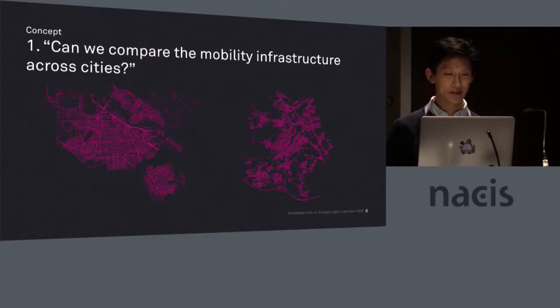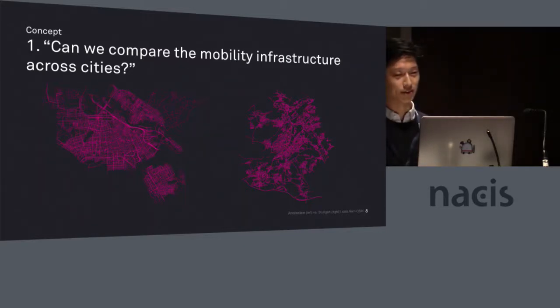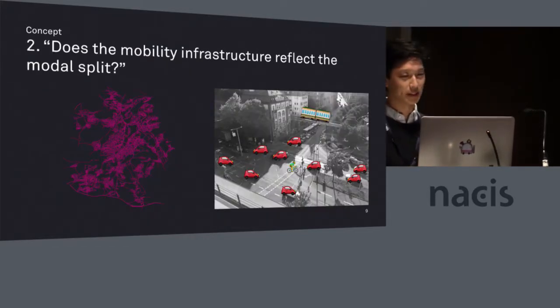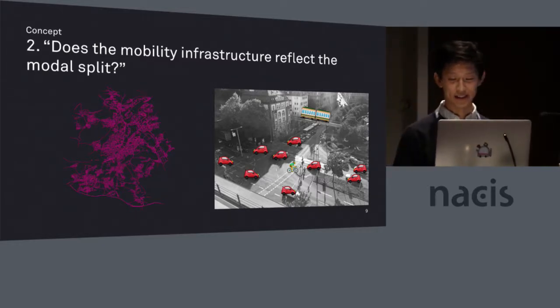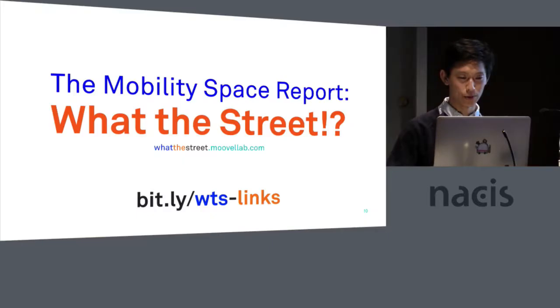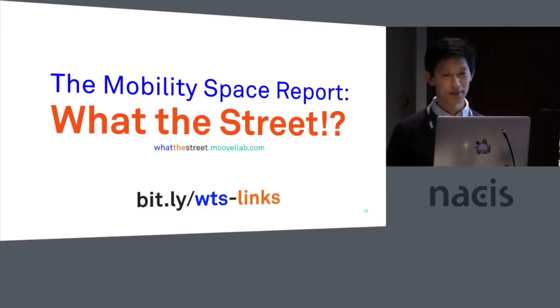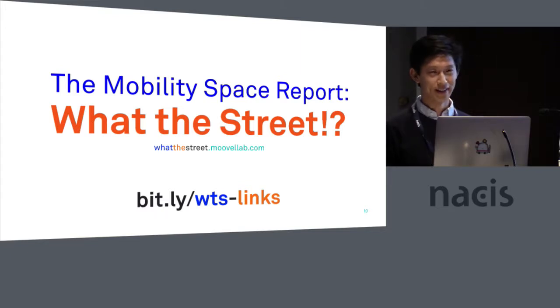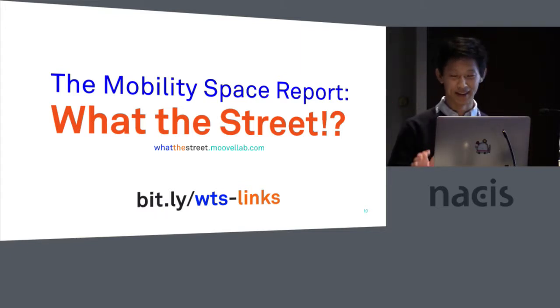And basically, the biggest questions that popped out for us were, 1, can we compare mobility infrastructure of a city using OpenStreetMap? And 2, does the mobility infrastructure actually reflect the modal split? And that kind of led us to create this interactive web map called What the Street. All of the links for this presentation are at bit.ly/WTS/links. There's a bunch of stuff, so don't worry about trying to copy them all down.